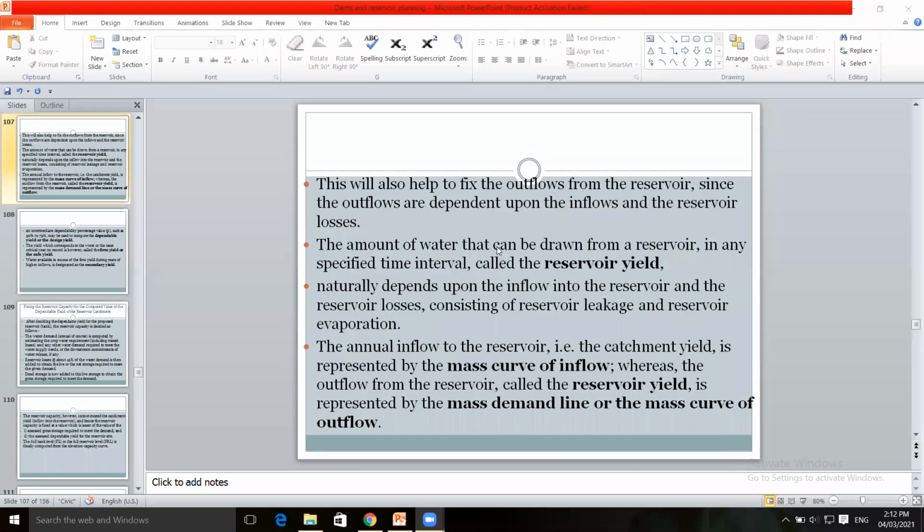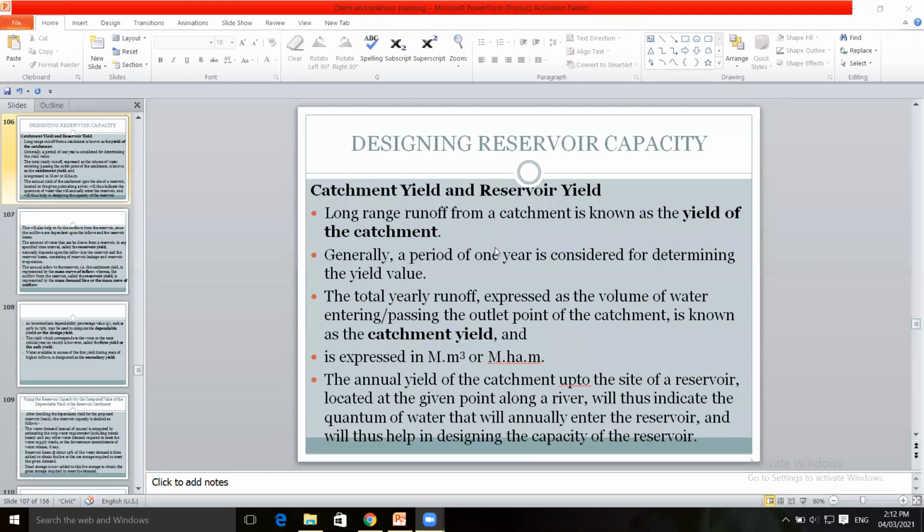What is the flow, and what is the depth of the water level in the reservoir? That is observed. The levels of the water, the depth of water level, and the different control levels of the dam are observed. To know the catchment yield, one year is required.